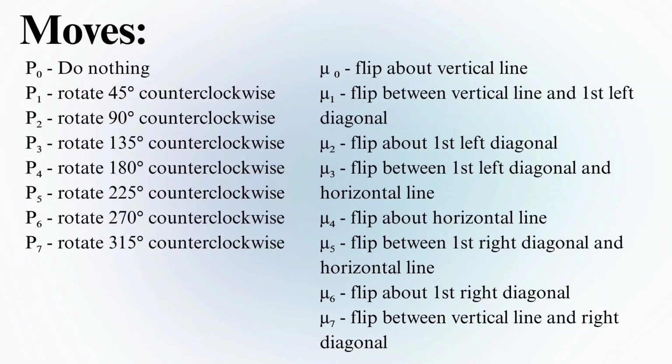For mu sub 2, flip about the first left diagonal. For mu sub 3, flip between the first diagonal and the horizontal line. Mu sub 4, flip about the horizontal line. For mu sub 5, flip between the first right diagonal and the horizontal line. For mu sub 6, flip about the first right diagonal. And lastly, for mu sub 7, we will flip between the vertical line and the right diagonal.